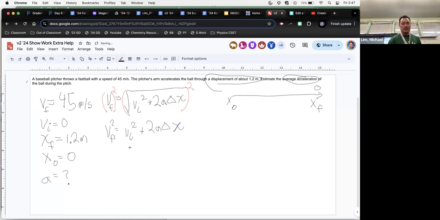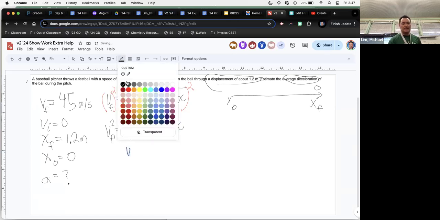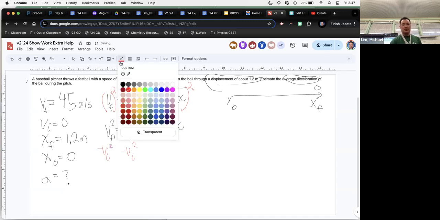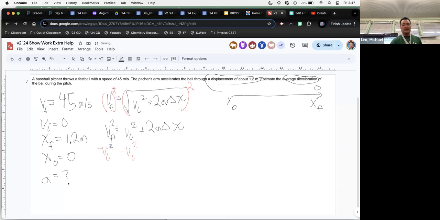So you're going to take your v sub I and subtract it from the right side, but we're going to do the same thing to the left side so that we have no more vi squared on the right side. So I'm going to rewrite it now.